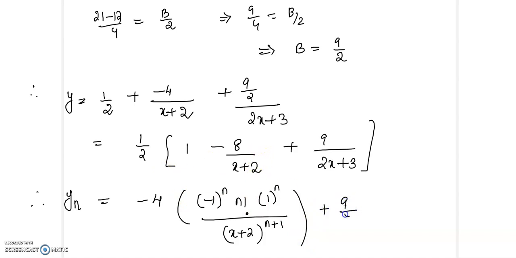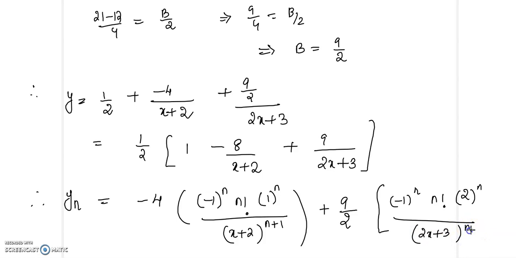Then the second term, 9 by 2 is a constant. We need to take the nth derivative of 1 by 2x plus 3. Now a is 2 and b is 3. So we will get minus 1 whole raised to n factorial, and in place of a you have 2, so 2 raised to n by 2x plus 3 whole raised to n plus 1. So this is the required nth derivative of the given function.